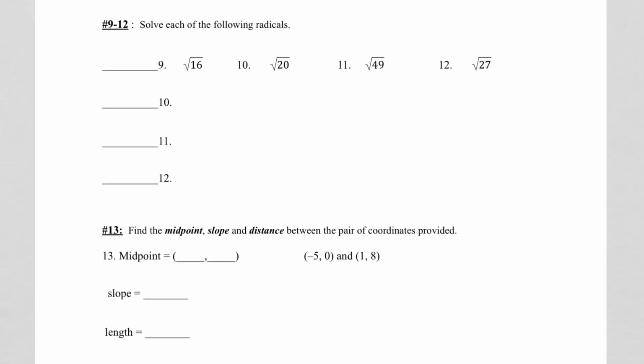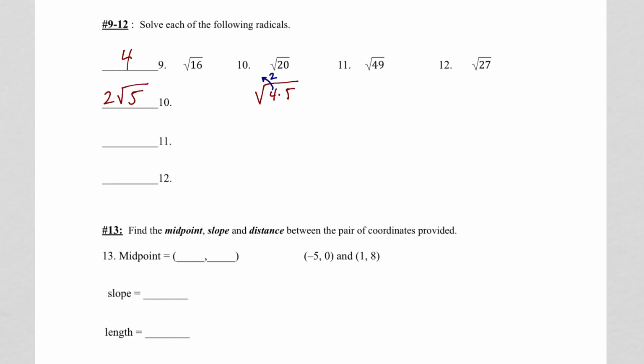For number 9, the square root of 16 is 4. For number 10, 20 is not a perfect square, but we can rewrite 20 as 4 times 5, and then we can take out the 4 by square rooting it. It becomes a 2, so you're left with 2 times the square root of 5, or 2 root 5.